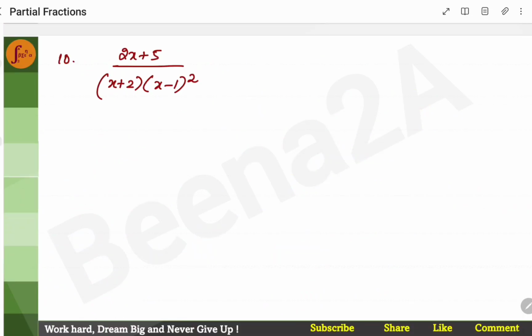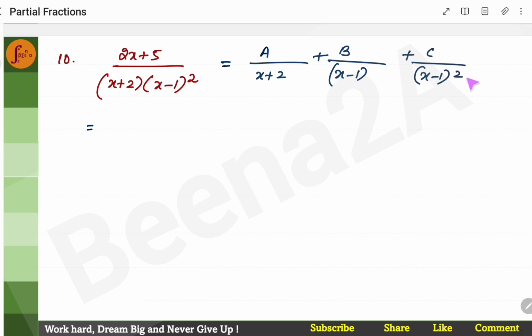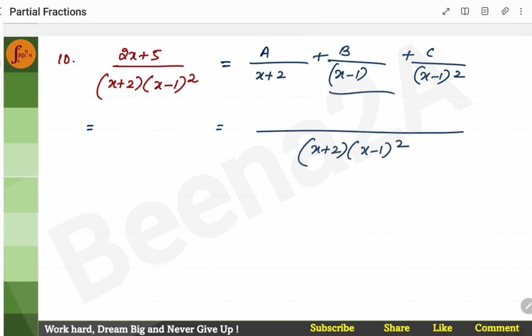Now let's take another problem. Here we'll use the constant method and solve it. Last 3 problems we used the coefficient method. Here we'll use the constant method. So first we will split it. We'll get it as a by x plus 2, b by x minus 1 and c by the repeated factor. Now what is the LCM? You take x plus 2 and take this repeated factor x minus 1 the whole square. Now a with, you already have x plus 2 here. So you should get x minus 1 the whole square.